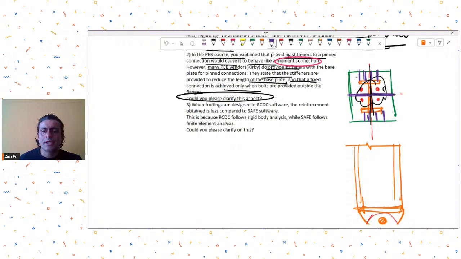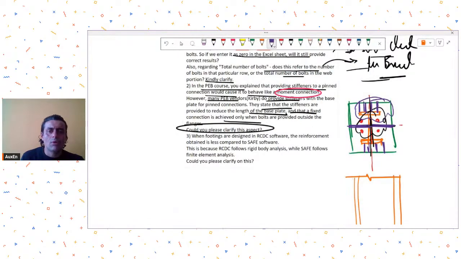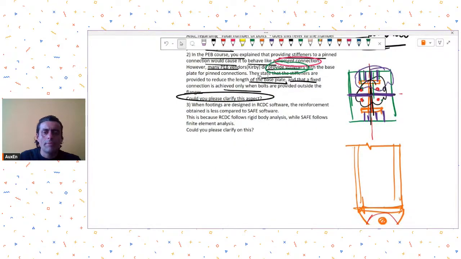So at least the compression part is being resisted by the stiffener and column base plate connection, although the bolts are still near the centroid, so there is no tension taking element as such, because bolts are very close to the centroid. But for the moments, at least for the compression, these stiffeners will start providing some sort of stiffness. So that's why I had said that as far as possible, we don't wish to provide any stiffeners when we are going for a pinned connection.